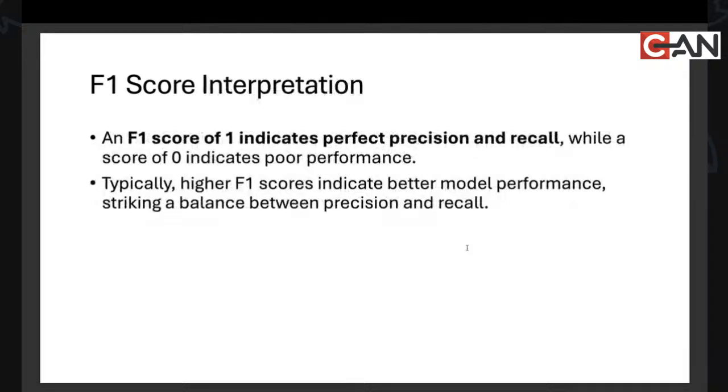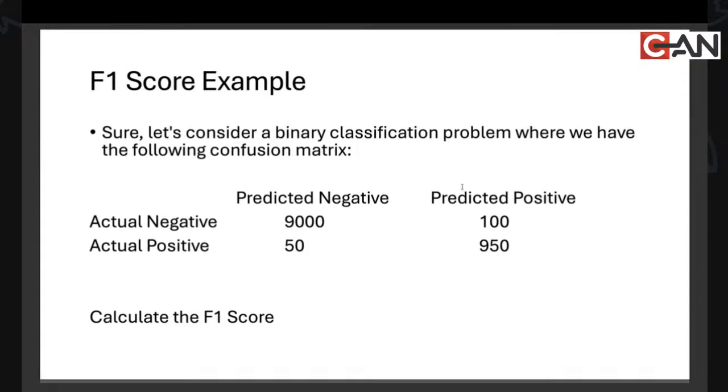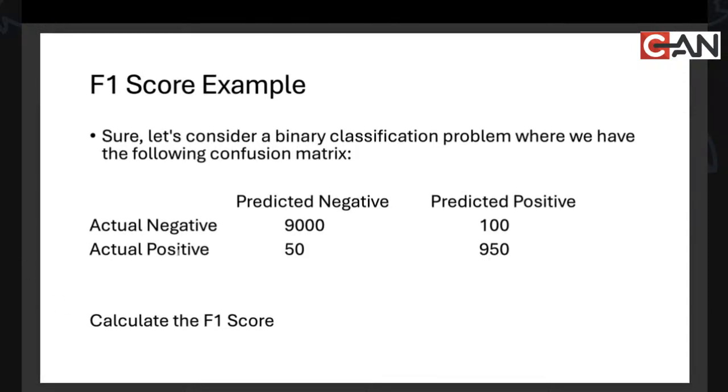This value, the F1 score, scales between 0 and 1. So that formula, 2 times precision times recall over precision plus recall, scales between 0 and 1. And a value of 1 indicates perfect precision and recall. And a value of 0 indicates very poor performance. All right, I wasn't sure when we were going to get to the example here. So here's an example. Let's consider this binary classification problem. Can you calculate the F1 score?